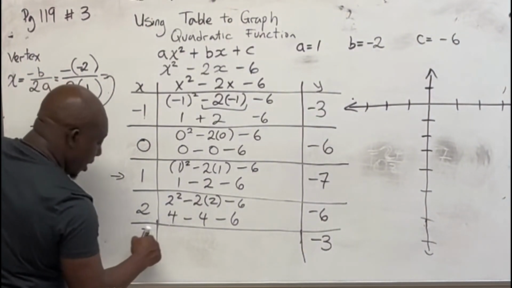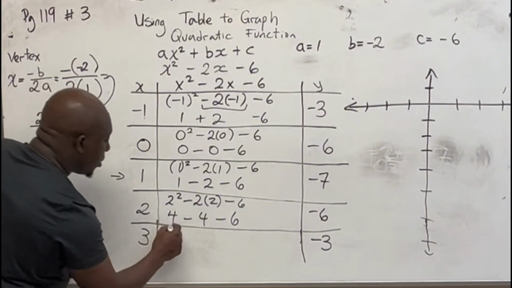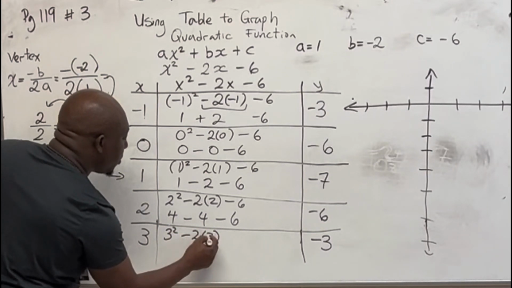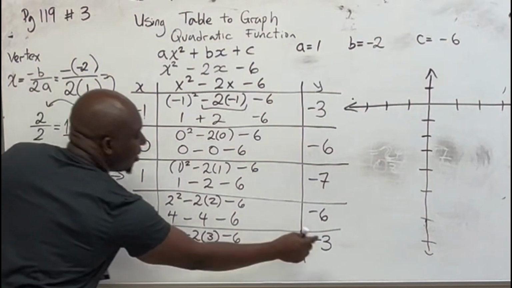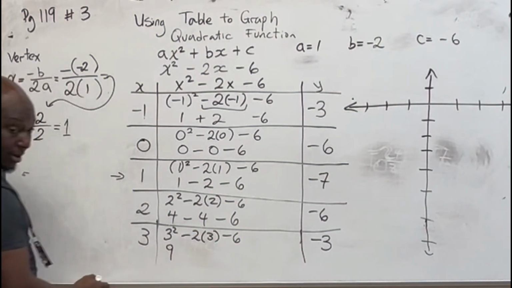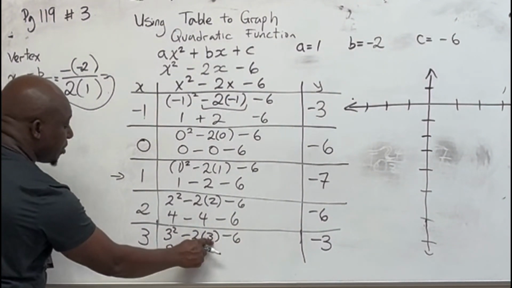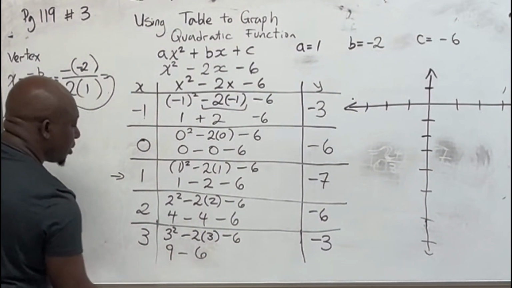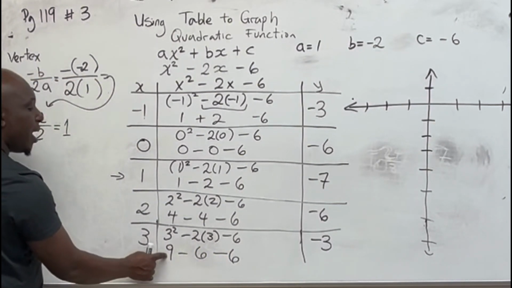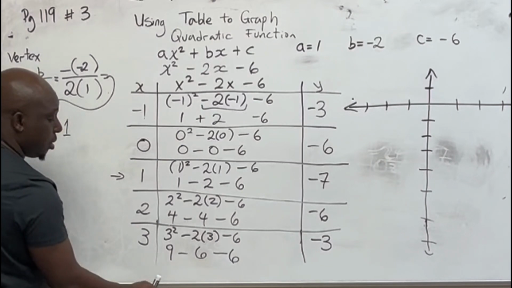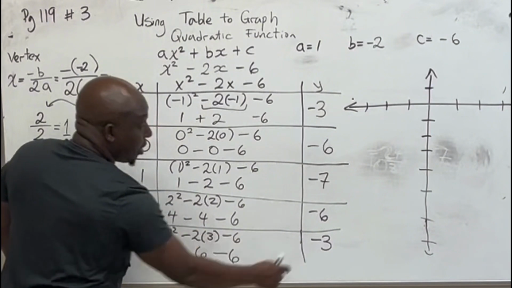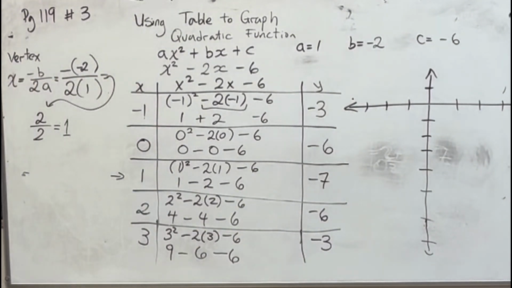Now next one. Is this 2 squared or 3 squared? 3 squared minus 2 times 3 minus 6. Let's see if this is going to give us negative 3. What is 3 squared? 9. 2 times 3 is 6. Minus 6. What is 9 minus 6? 3. 3 minus 6? Negative 3. You see, it works like magic all the time.